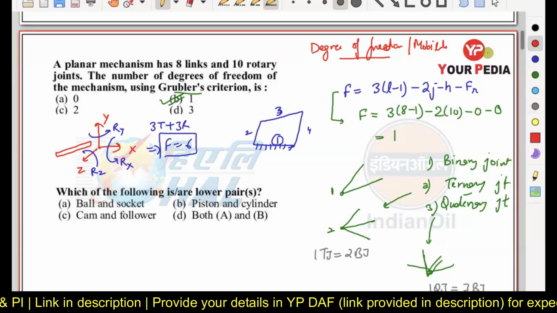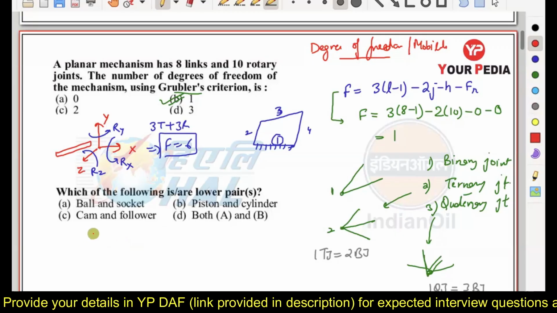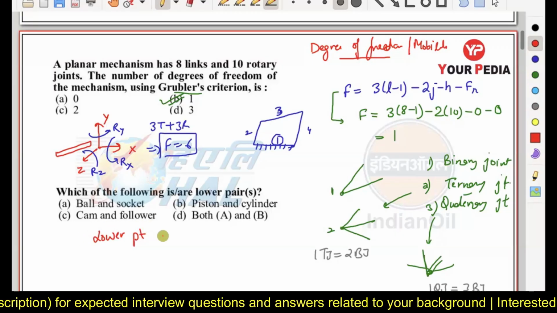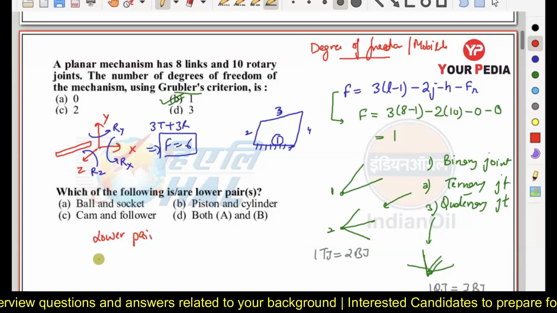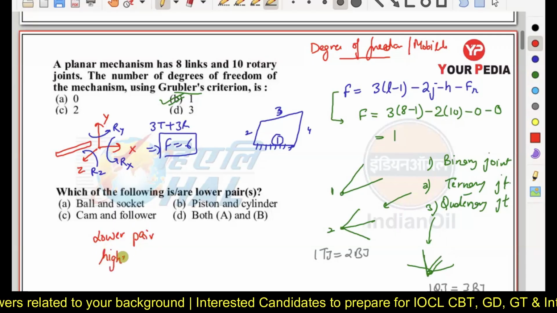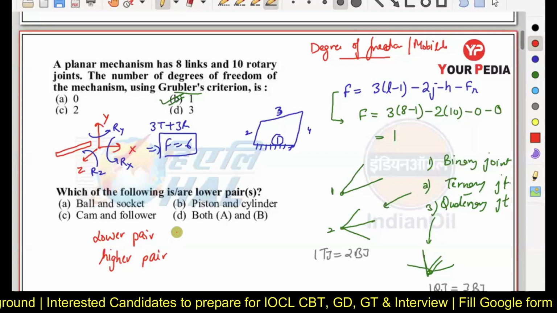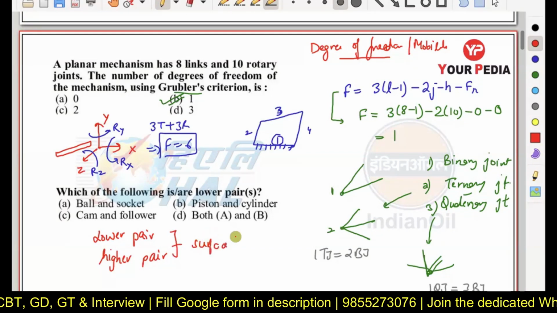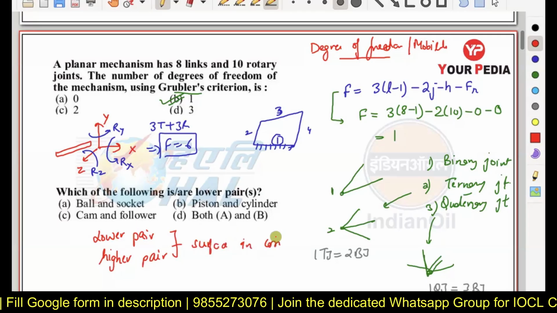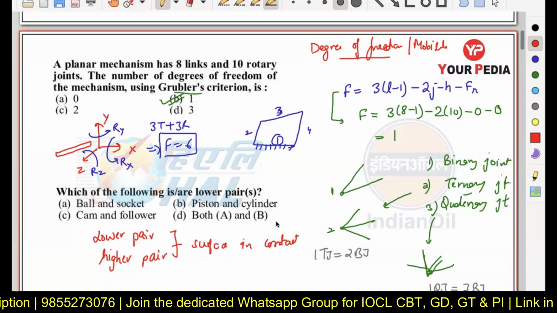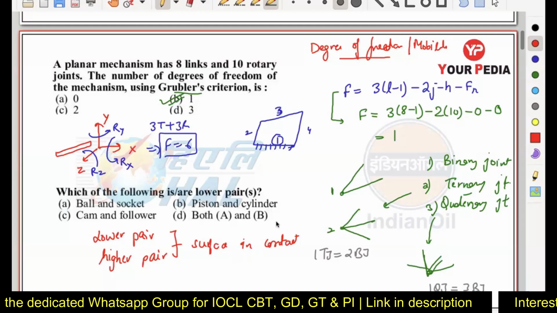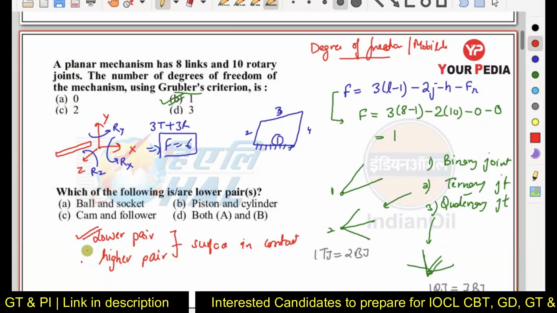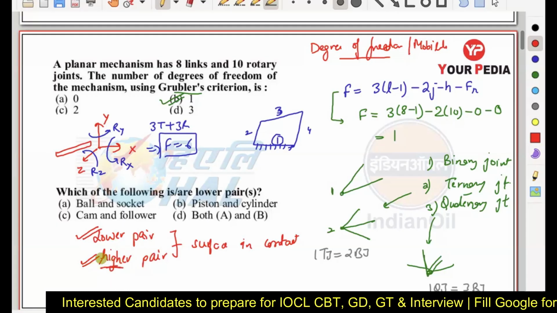Now, whenever we do the classification, the first is the lower pair and the second is the higher pair. How is this classification done? This classification is done on the basis of the surface in contact. If you have a plane surface in contact, it is considered a lower pair. But if you have a line contact or a point contact, then it is considered a higher pair.